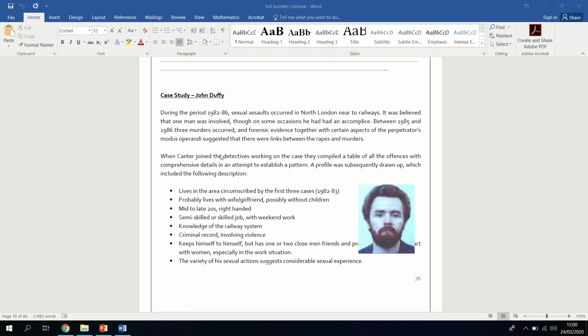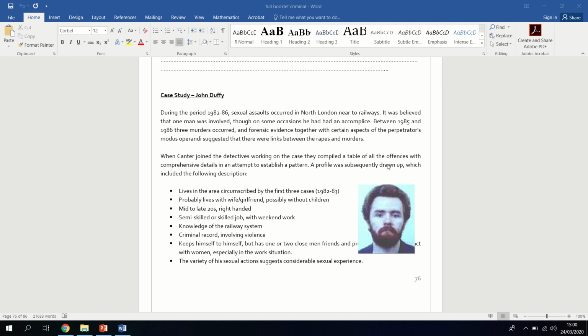So, if you've paused it, you'll know, therefore, that modus operandi basically is the way that somebody commits something or does something. So, what they did is 3 murders occurred, and forensic evidence, together with certain aspects of this perpetrator's way of doing things, suggested that there were links between the rapes and the murders that were going on. When Kanter decided the detectives' wing, working on the cases that they'd compiled, they compiled a table of all offences with comprehensive details in an attempt to establish a pattern.